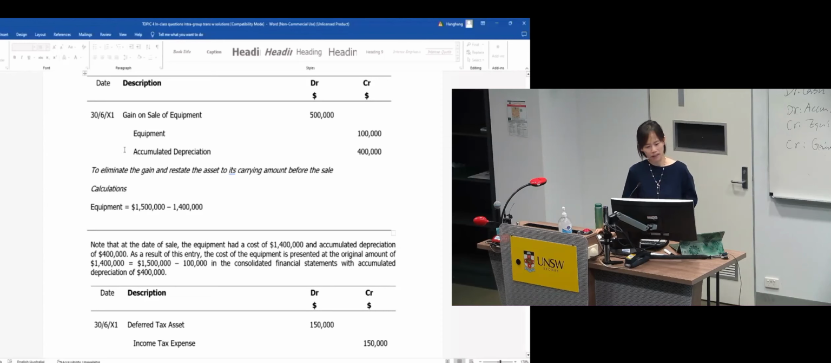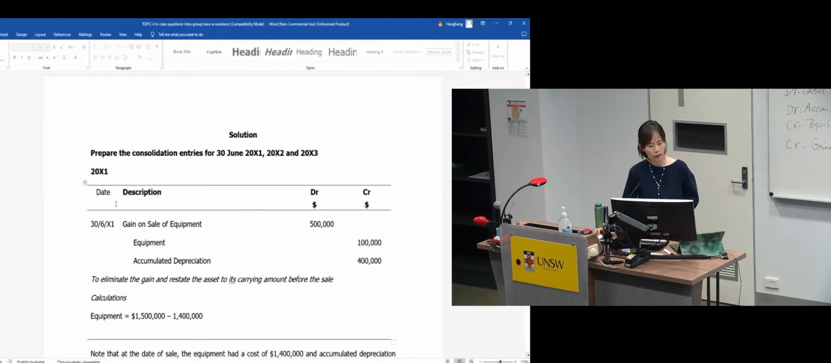Depreciation. Always remember, if it is PPE, you always have to ask yourself, do I need to adjust for the depreciation? There is a depreciation adjustment for 1 year because the transaction took place at the beginning of the current period. Now, let's look at the depreciation adjustment here.